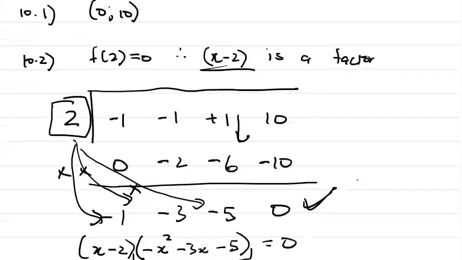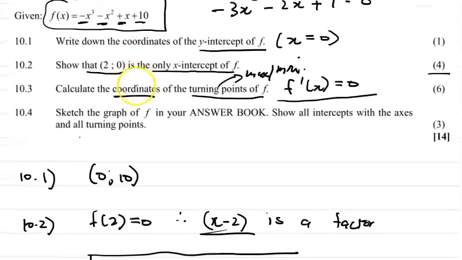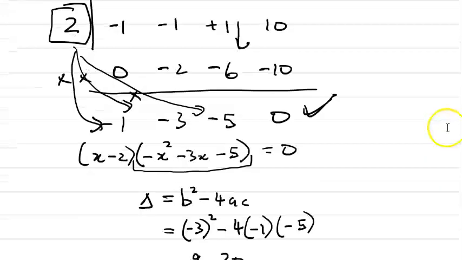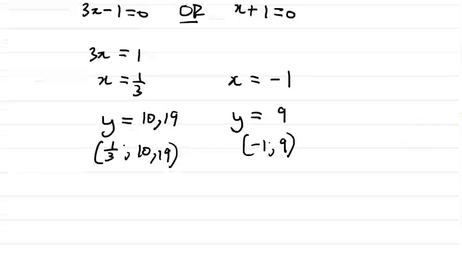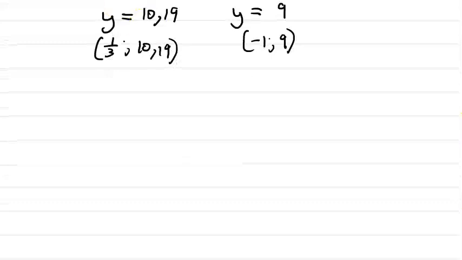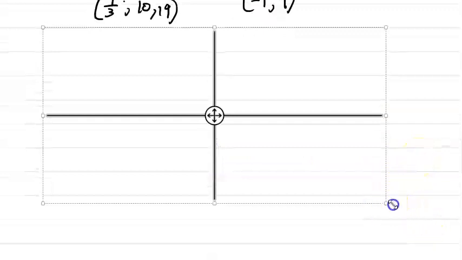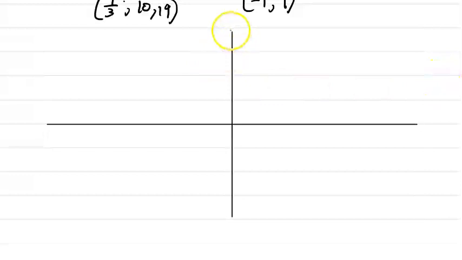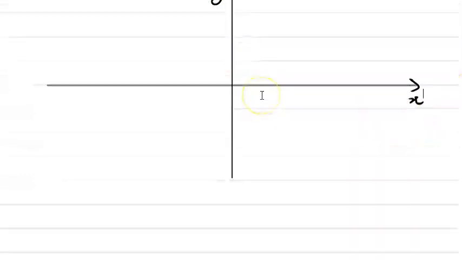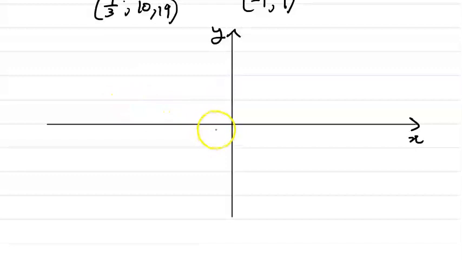Okay, now they're telling us in the next question, after finding the coordinates of the turning points, it's saying sketch the graph of f in your answer book, show all intercepts with the axes and all turning points. So let's look at that. So in 10.4, let's sketch this graph. Okay, so that'll be my y-axis, that's my x-axis. So I'm not going to draw this graph to scale. However, I'm going to try and include all of the necessary points.